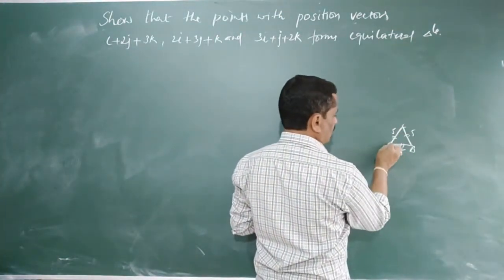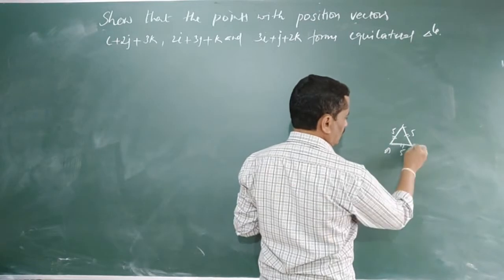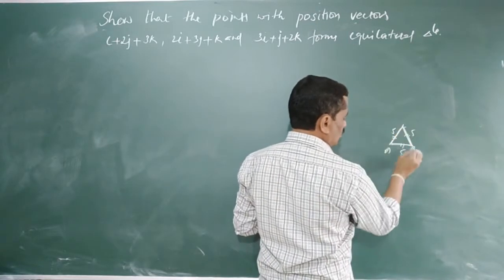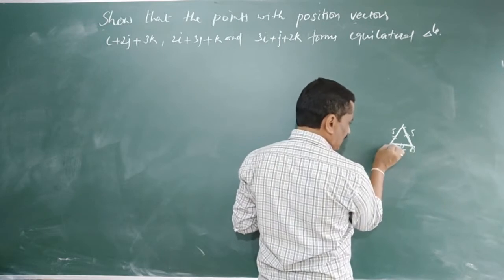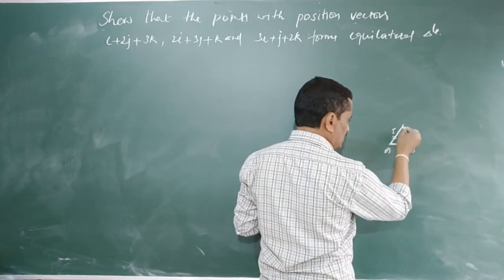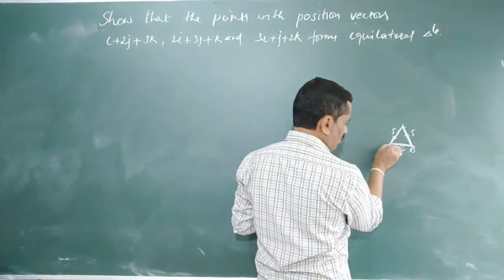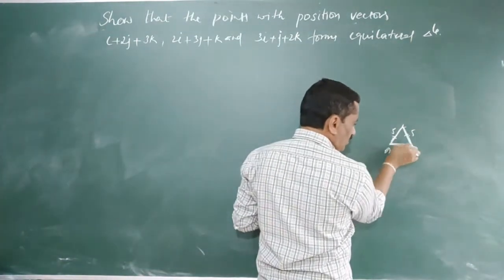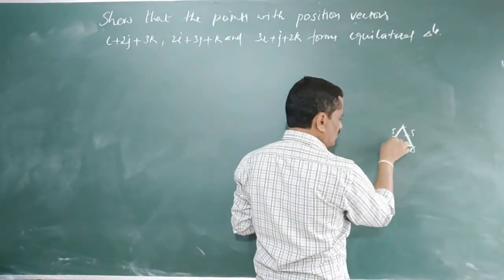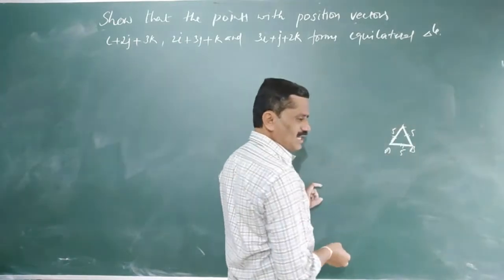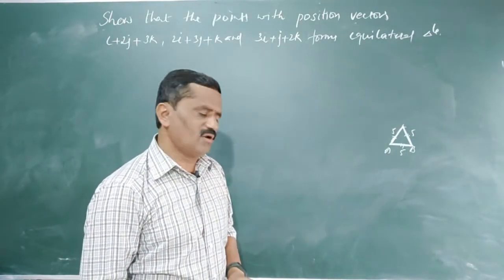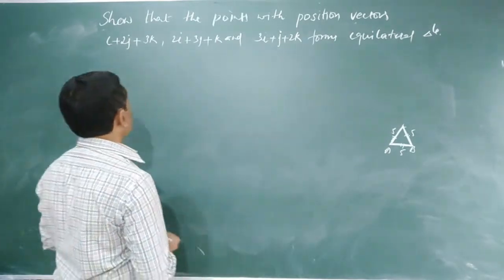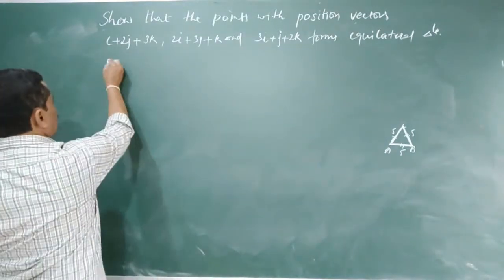As given, A, B, C. Now we have to find AB, BC, CA. We have to show that the length of AB is equal to the length of BC, which is equal to the length of CA. Here we have to find the magnitude of AB bar, the magnitude of BC bar and the magnitude of CA bar. If all the magnitudes are the same, then we say that the triangle is an equilateral triangle.